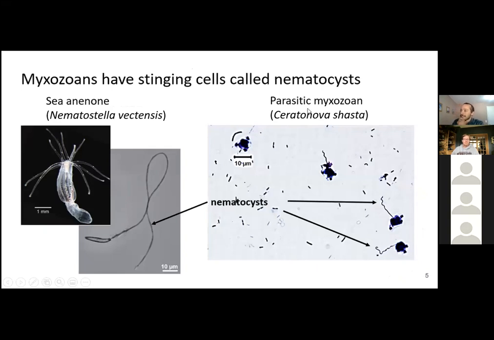Then you look at Ceratonova shasta. It also has these stinging cells, but they're really small. It's like the whole parasite's shrunken by a factor of 10. In this case, the whole organism is about 10 microns, and the stinging cells themselves, these little purple guys with these tubules coming out of them, are only about a micron big. So this whole organism has been shrunken down, but it stayed looking really similar to the free living kind.